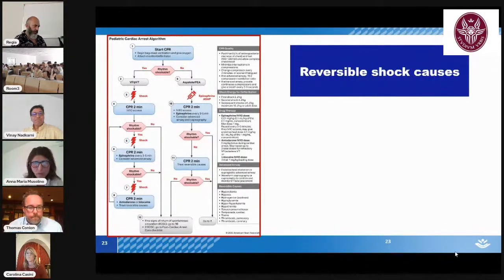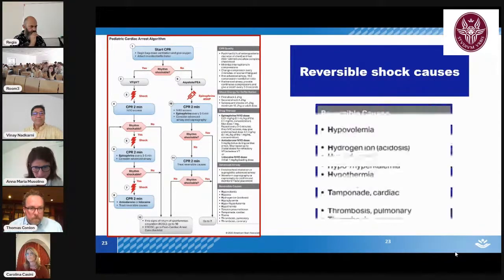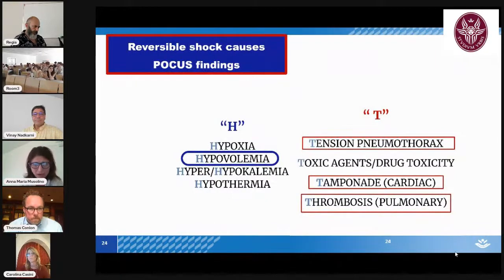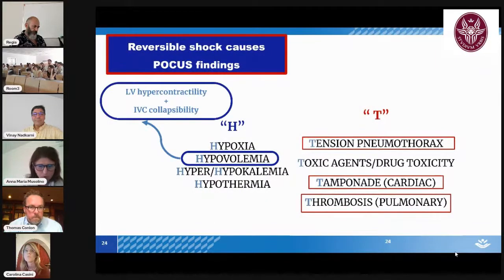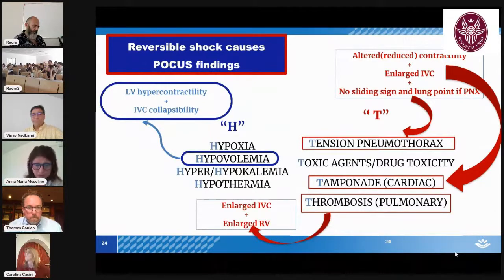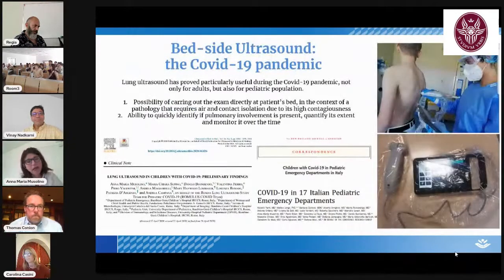And maybe we can use POCUS also when we are checking for reversible shock causes. And we have very few minutes to answer some rapid questions. Are there ultrasound signs of hypovolemia, tension pneumothorax, cardiac tamponade or pulmonary thrombosis? And only 1 minute, but I think it's due.